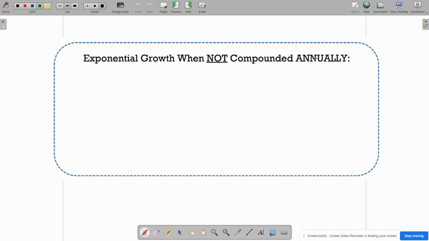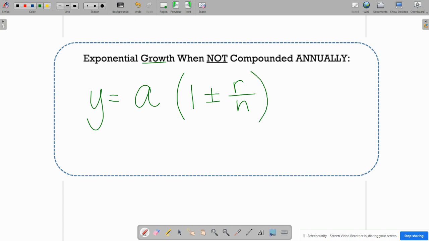So, what does this mean for our exponential growth and decay model? When it's not compounded annually, the formula is going to look very similar with just some small changes. First of all, A is still going to be your initial amount. You're going to still have 1 plus for growth. If it were decay, it'd be a 1 minus. And then we typically write our interest rate as a decimal, but when it's not compounded annually, we're going to take that rate and divide it by the number of times that you're actually calculating or compounding in a year. That's what N is going to stand for. And then you're going to raise that to the T years times N, the same number here.